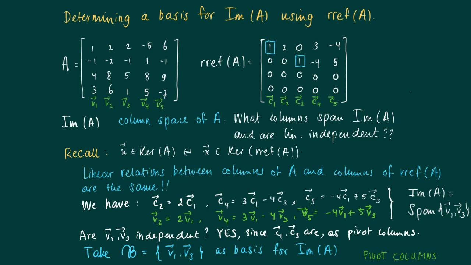So a basis can be read from the reduced row echelon form by tracing where the pivots go, in which columns, and we can find them back in the original matrix A.